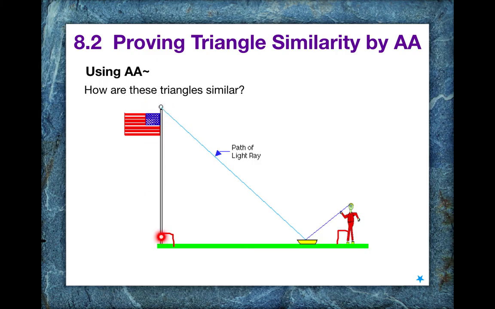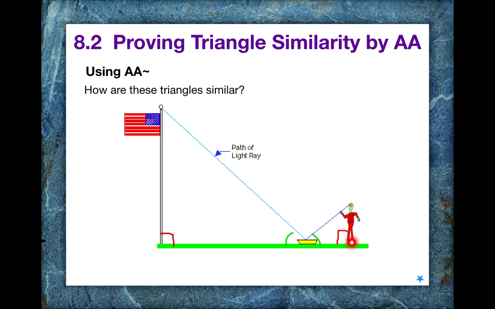So here I have the flag, I have the ground, and then I have this ray of light that's coming in like this. It turns out that in the physics of a ray of light hitting a mirror, and this is a mirror, the angle of incidence is the same as the angle of reflection on this side. Therefore, I have congruent angles here. And using angle-angle similarity, since I have two angles congruent to two angles over here, then this triangle and this triangle are both similar triangles. Therefore, the distances are going to be proportional.